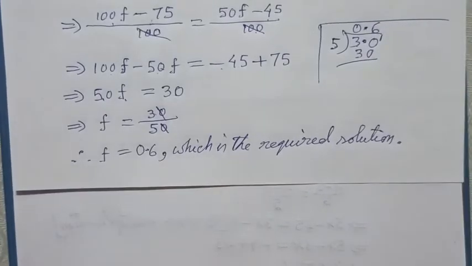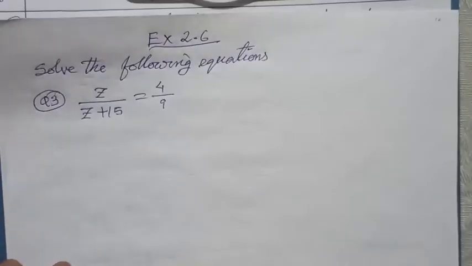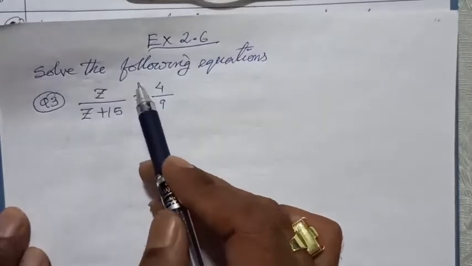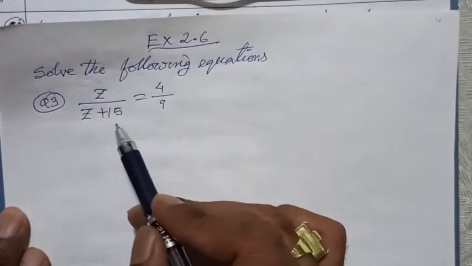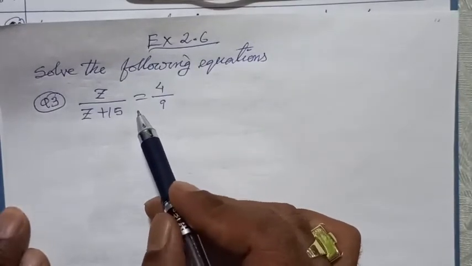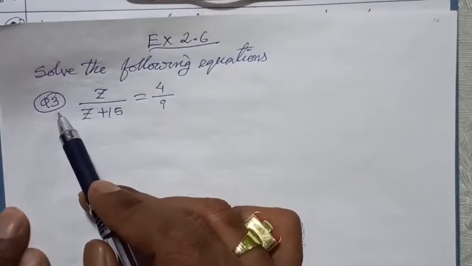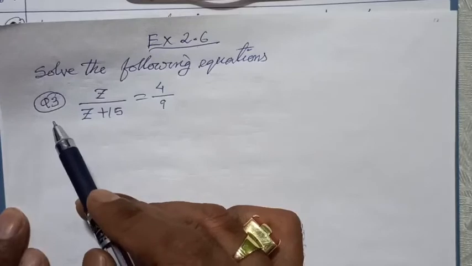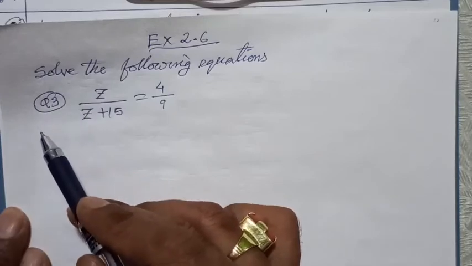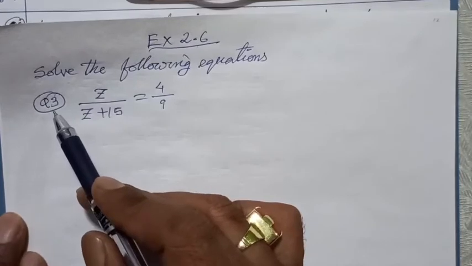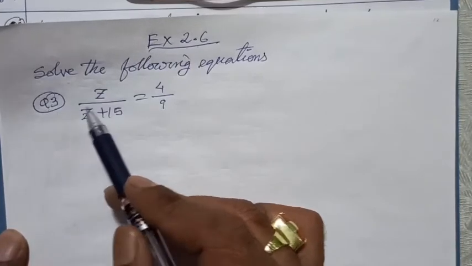Here, this question number 10 is over. Let us start exercise 2.6. Solve the following equation. These questions are also same as what we have done in exercise 2.5. Question number 1 and 2 are easy, so you solve question number 1 and 2. Now I will solve from question number 3.